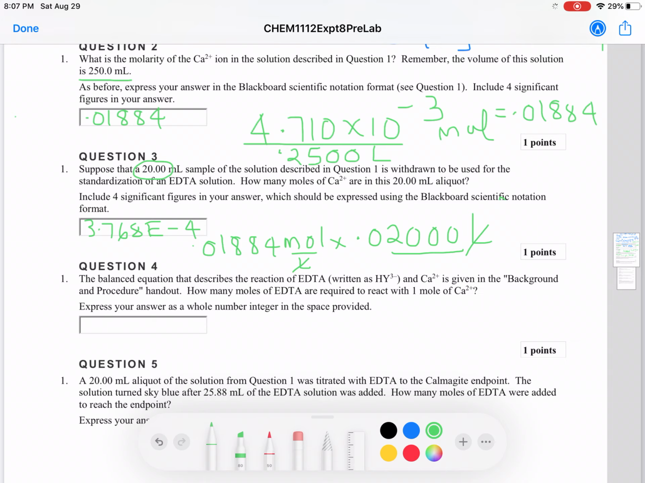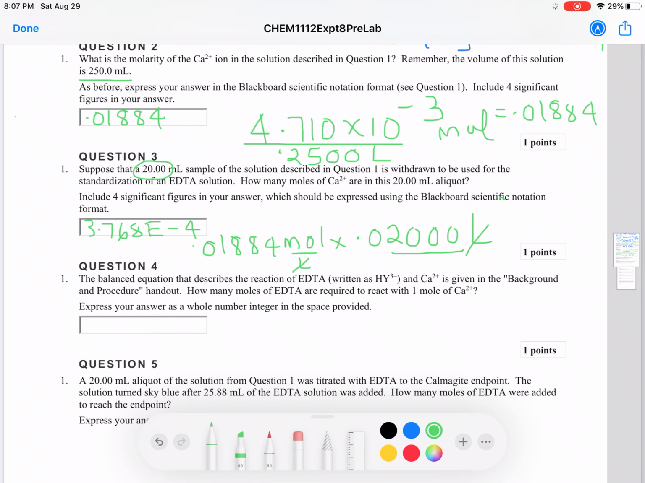Question number 4. The balanced equation that describes the reaction of EDTA and calcium is given in the background and procedure handout. Normally you get this from the textbook, because the textbook has the introduction and everything. What you need to find out from that is, what is the molar ratio? What is the ratio in which the EDTA and the calcium react? That is 1:1, which I explained at the beginning. It's a 1:1 ratio.